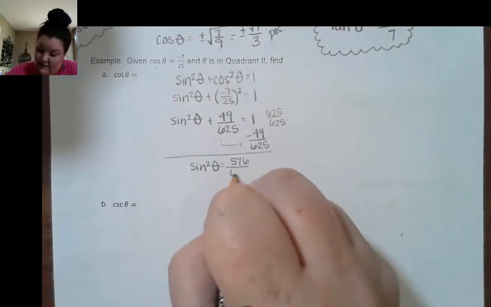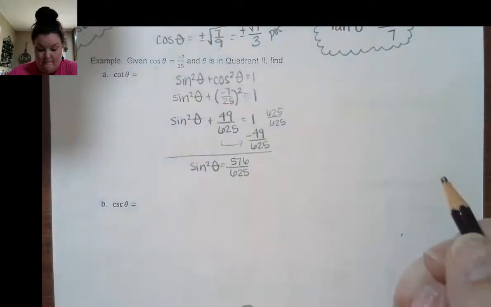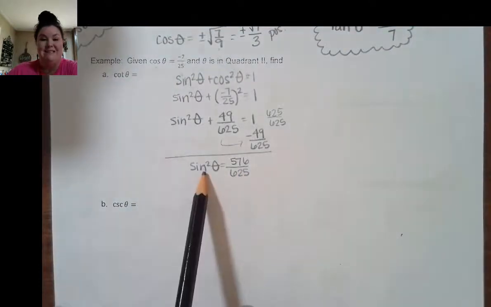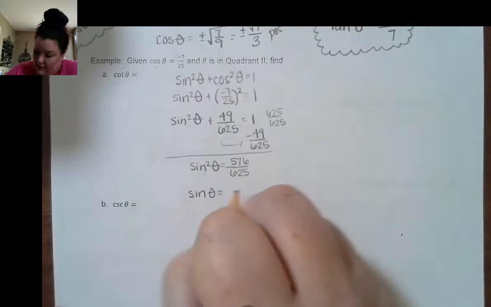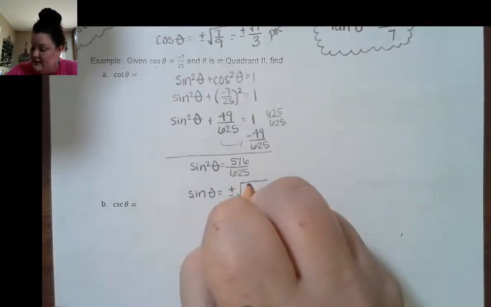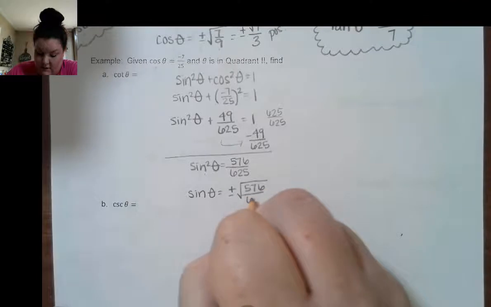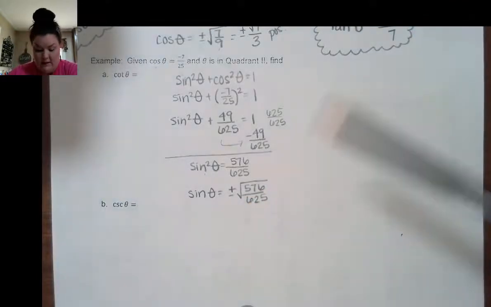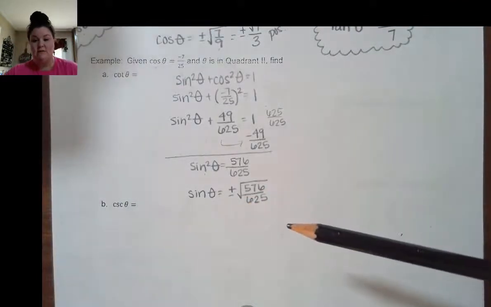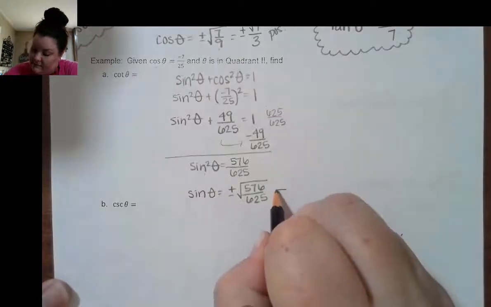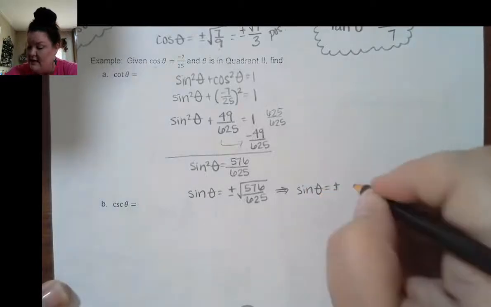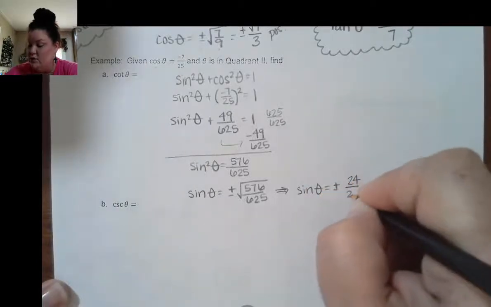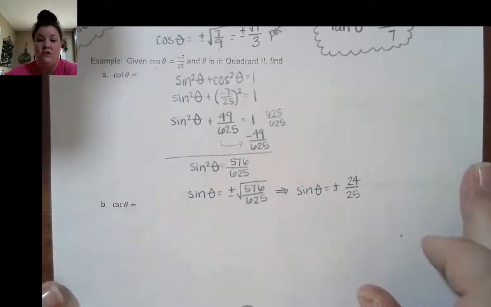over 625. Okay? And then I don't want sine squared, right? I just want regular sine. So I need to take the square root. And when I do that, I have to do plus or minus. And luckily for me, these are both perfect squares, right? So this tells me that sine theta is either a positive or a negative 24/25. So let's figure out which one I need.